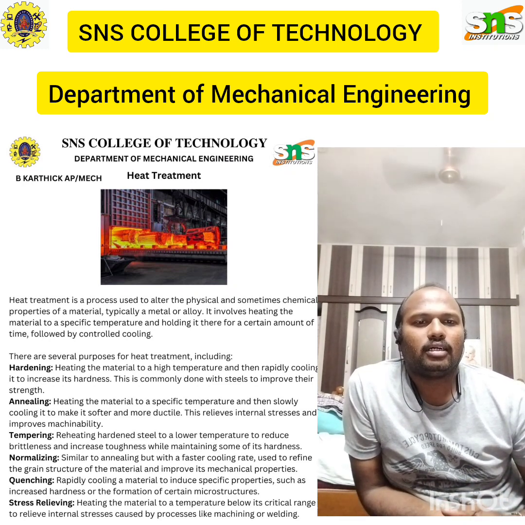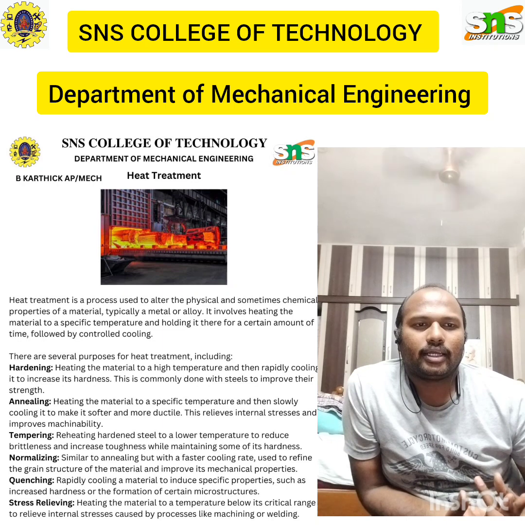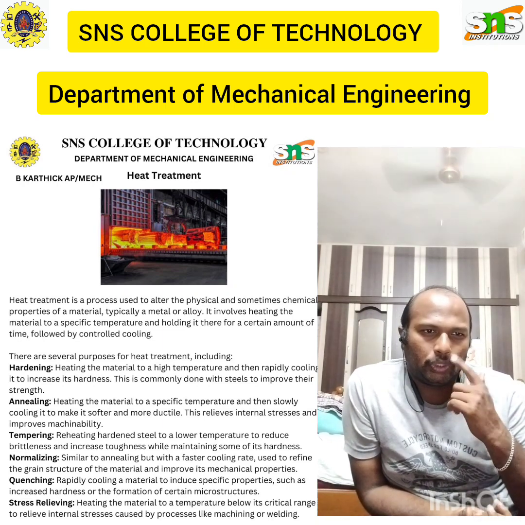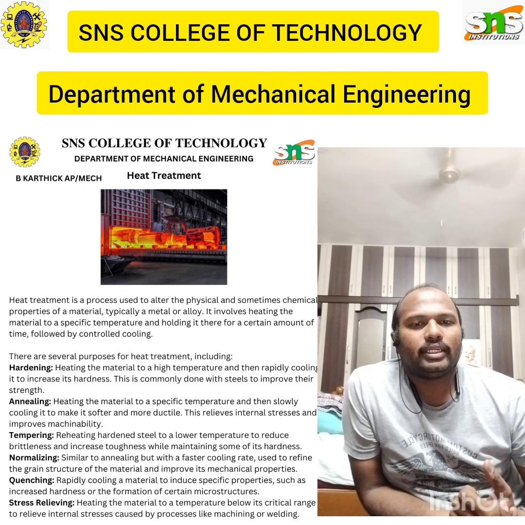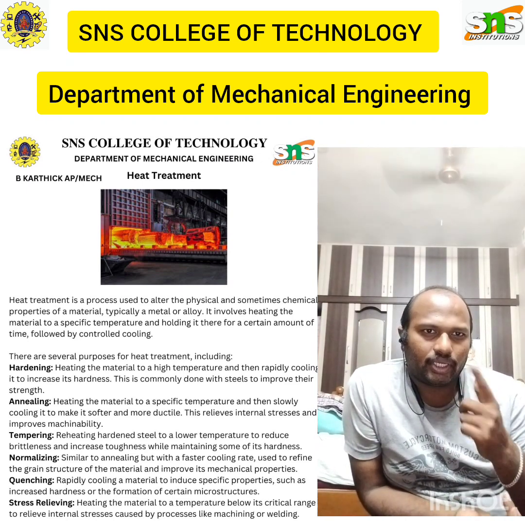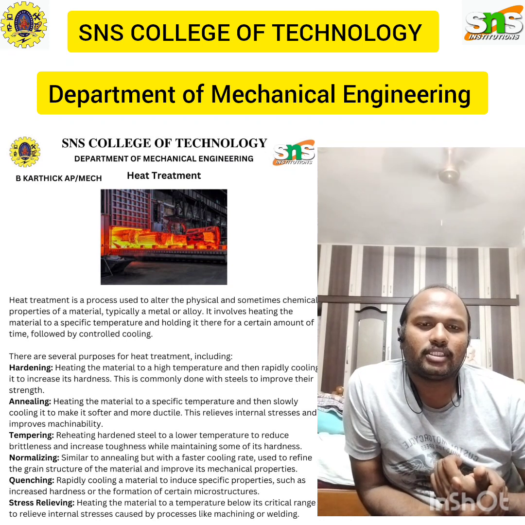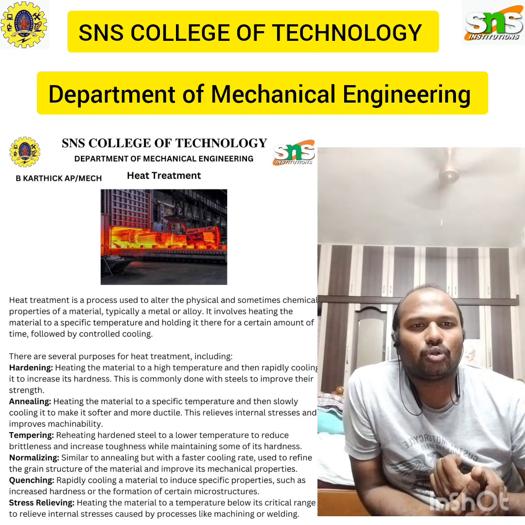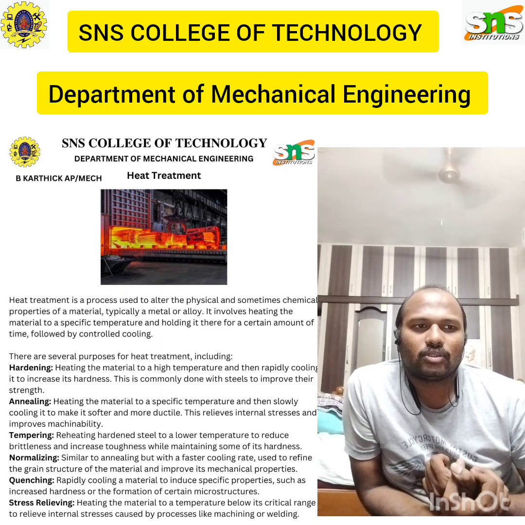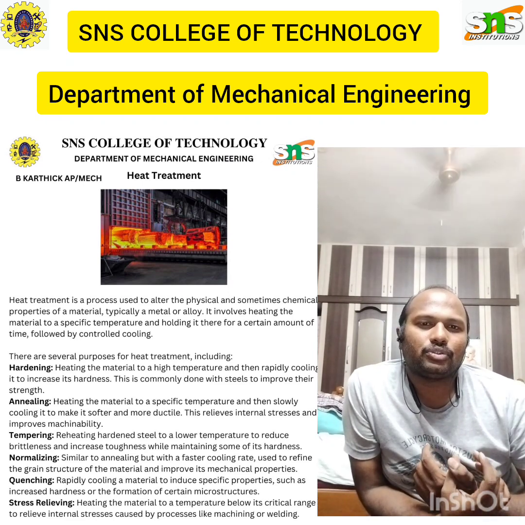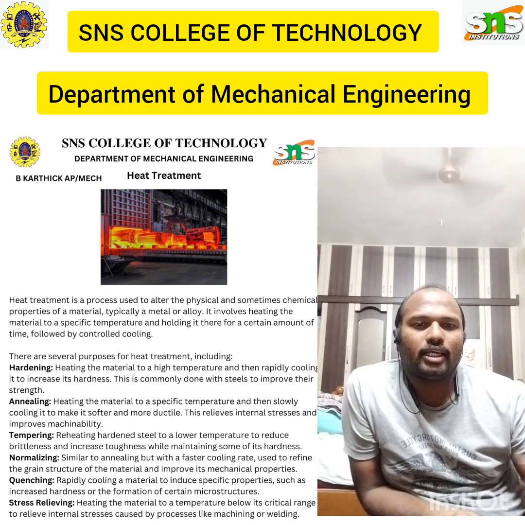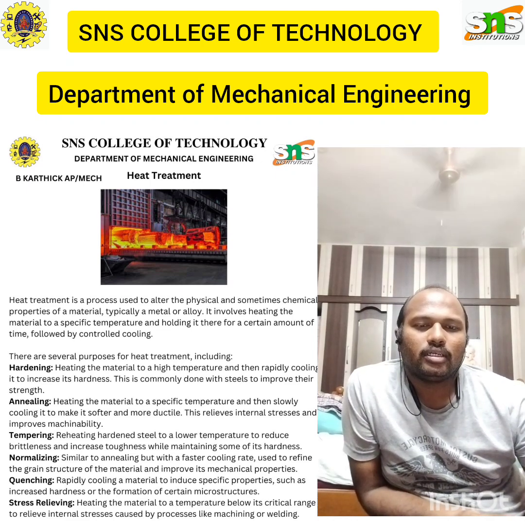And the fourth one is normalizing, heating the material to a specific temperature and then cooling it in air. In annealing, the cooling takes place in the furnace itself, which means slow cooling is possible. Hardening, as I said, is a rapid cooling where the cooling rate is very high. Here in normalizing, the cooling happens in air. So when we compare, the cooling rate is highest in hardening, then normalizing, and then annealing.